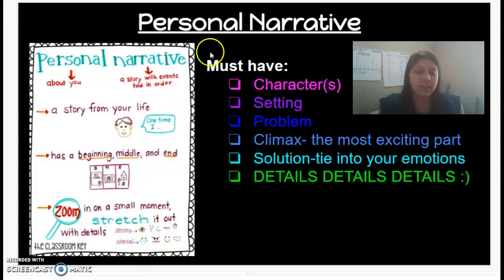And so a lot of the things that I said, that you must have a character or characters, a setting. So let your readers know where this is taking place. A problem. So what's the problem in the story? The climax, which is the most exciting part, where you reach the part and you're like, oh my goodness, right? And then you have the solution. In the solution, instead of saying, yeah, and then we fixed it, I want you to have more tying in those internal emotions. I fixed it and it made me feel this way. Okay, I fixed it and now I know I can conquer anything. Okay? And the very last thing I put here is details, details, details.